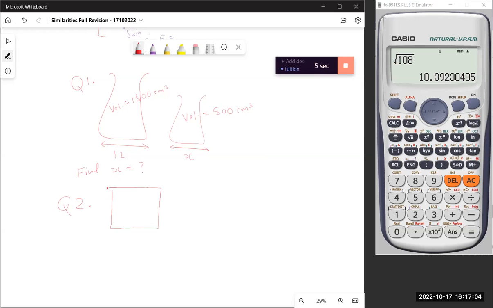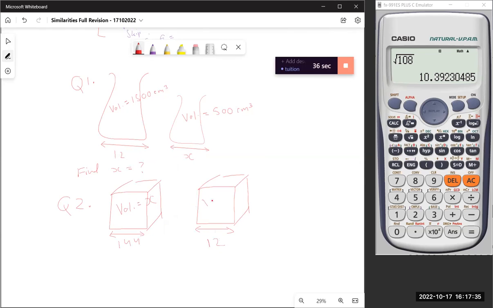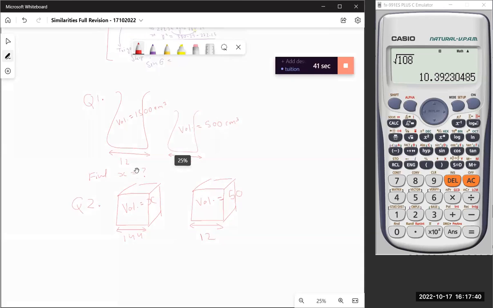Now for the next one, you have a box. Let's say this side is 10 or 144, and this side is 12. Now you know the volume, or let's say you don't know the volume of this one, but the volume of this is 50. Find x here, question number 2.